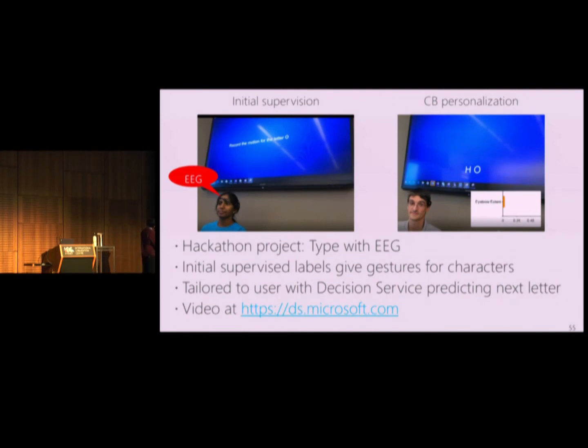That works okay-ish. Because different people do the same gesture in slightly different ways, and especially if you have some handicap, the differences can be even more pronounced, they decided to tailor that learning to the user using the decision service. That was the second phase, and they managed to get things working reasonably well. There's a video that shows how things work out.